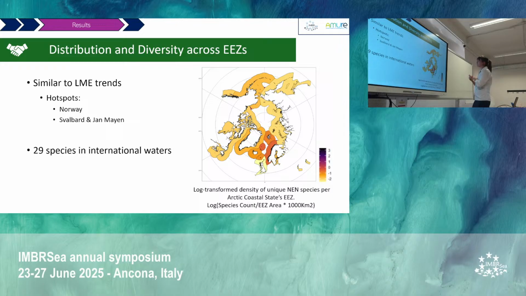When we look at the data through the lens of the jurisdictional boundaries, we find that trends are similar to those of the LME trends, with hotspots in the Norwegian EEZ, as well as the Svalbard and Jan Mayen EEZ. Importantly, although it's not present in this map, we also identified 29 species to be present in international waters. And by international waters, I mean the high seas of the Central Arctic Ocean, the high seas of the Norwegian Sea LME, as well as the Barents Sea loophole, international waters.